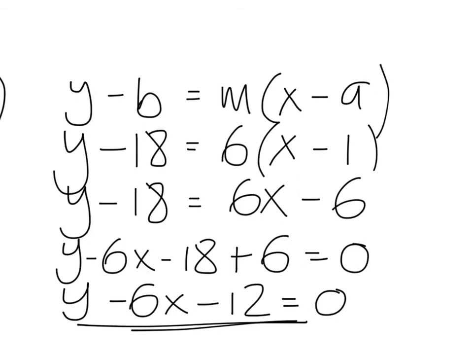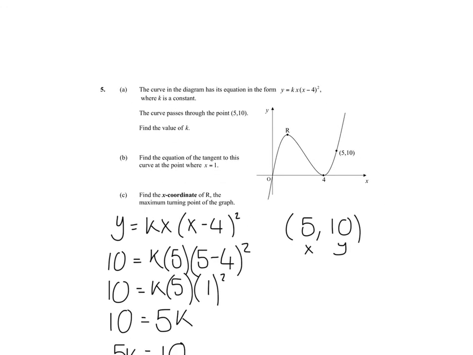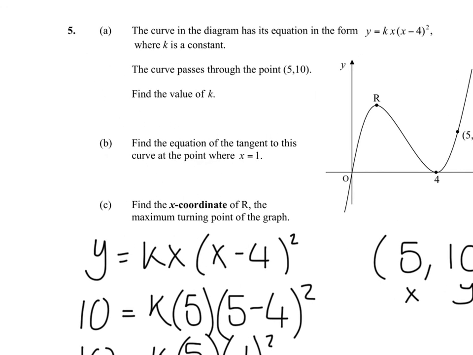So moving on to part C, we'll have a look again at the question. Part C asked us to find the x coordinate of R, the maximum turning point of the graph. So that's this point up here. So we should realise that that's a stationary point. There is already one other stationary point which we know is down here at x equals 4. In order to find the stationary points on a curve, we should know that we need to differentiate our curve and set it equal to 0, then solve for x.